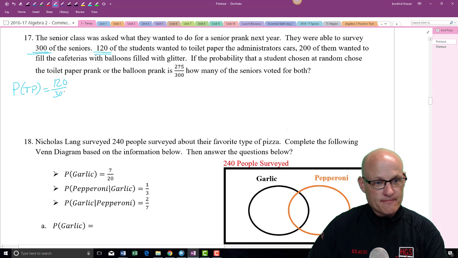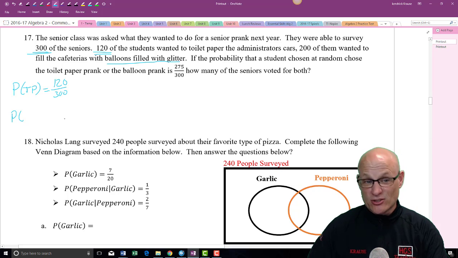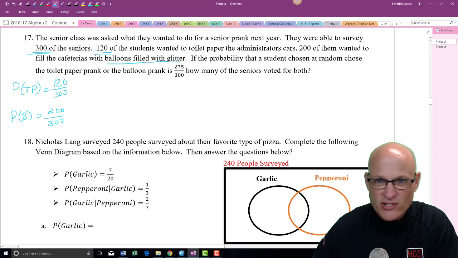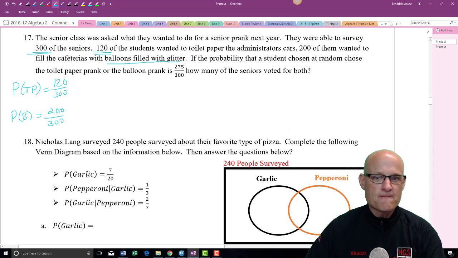120 over 300. So the probability, what's the other prank? Wanted to fill the cafeteria with balloons filled with glitter, so the probability of balloons is equal to 200 over 300. Now notice I'm leaving them still over 300. I'm not reducing them because that helps with adding and subtracting later.